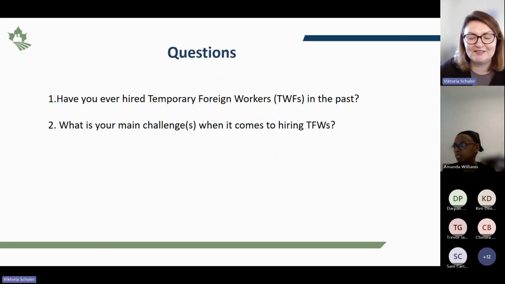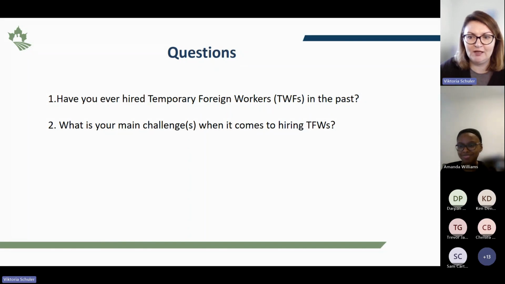Oh, okay. There is an answer from Marion: never hired, but looking into it to see if it's feasible. Another says: our company has hired many temporary foreign workers, and I complete the process myself. Great. The biggest challenge is getting health cards right away. Yes, depending on the province, I guess. Another says they haven't used it in the past and are just starting the process. That's great. I hope we will be able to help you.